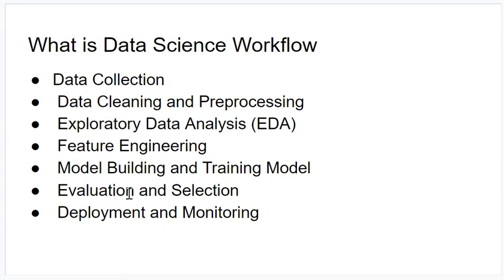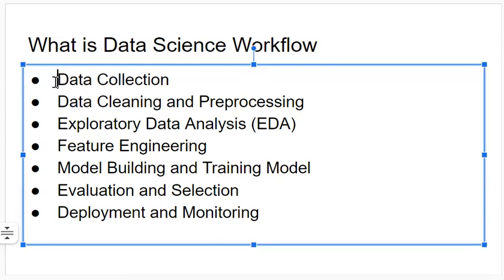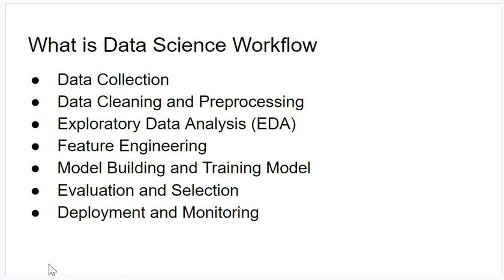What is the data science workflow? The data science workflow involves the following stages. Number one is data collection: how you gather data from different sources. It can be sensors, databases, web scraping, or any kind of raw data from any system providing us the data. Data collection is the first step. The next stage is data cleaning and pre-processing.